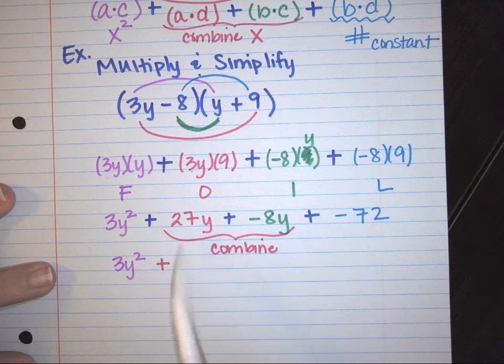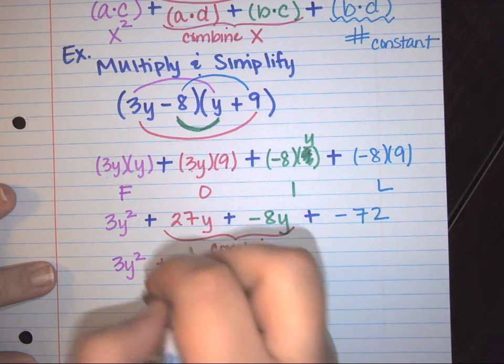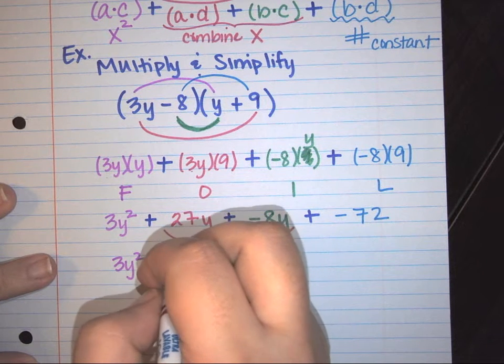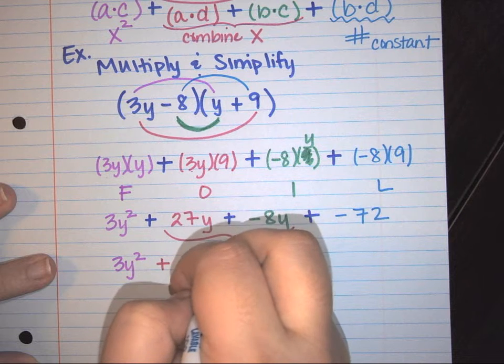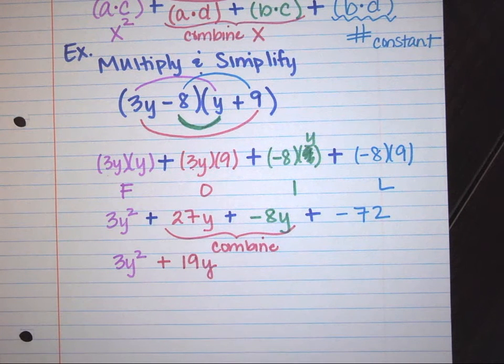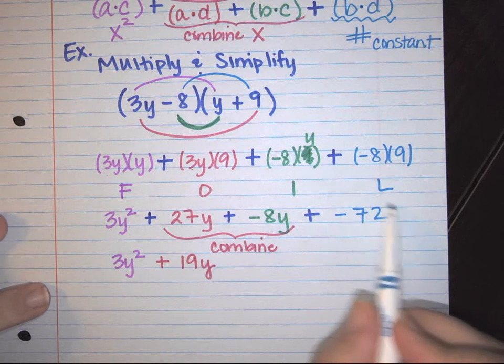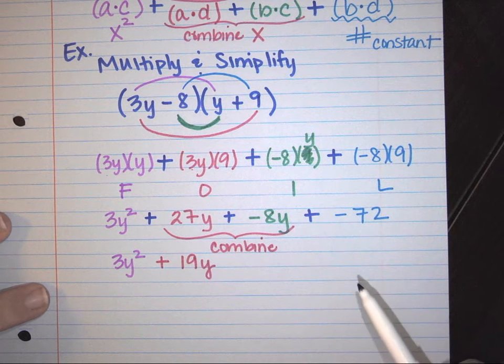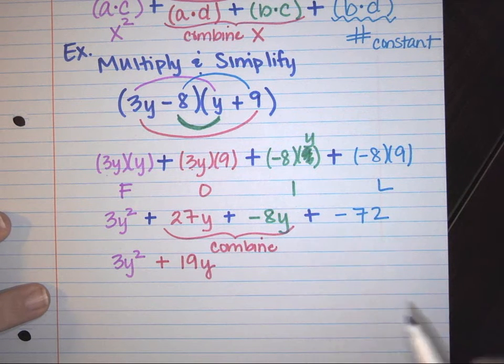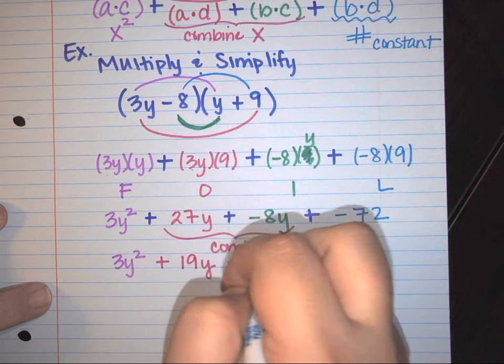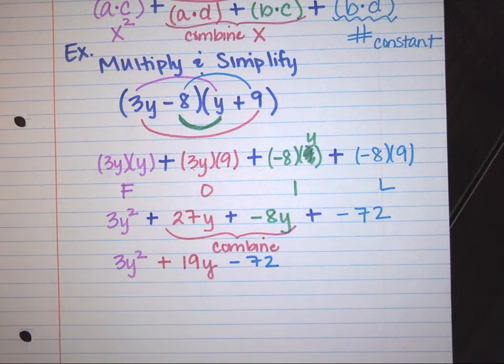So I have a plus 27y minus 8y is going to give me a plus 19y. And then my last term here, I have a minus 72. So plus a negative gives me a negative 72. And thus that would be the answer that you would have for multiplying your binomials together.